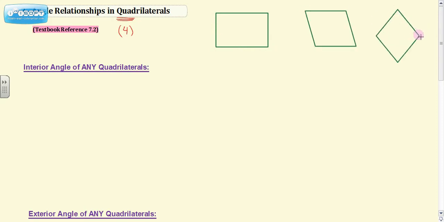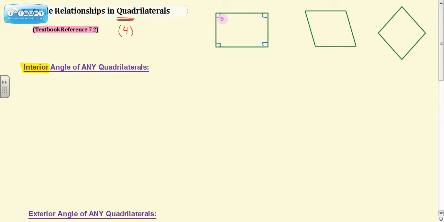So here are 3 examples of quadrilaterals. We have a rectangle, a parallelogram, and a diamond shape. So let's look at some properties of quadrilaterals in terms of angles. The first one we're going to look at is the interior angle of any quadrilateral. For the first example, the rectangle, we know what the interior angles are. They're all 90 degrees. So just like triangles, let's see what happens when we add them up.